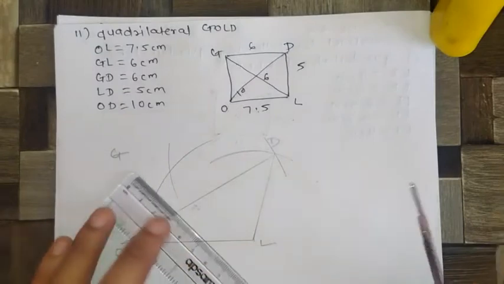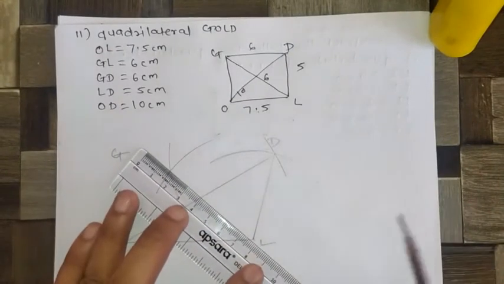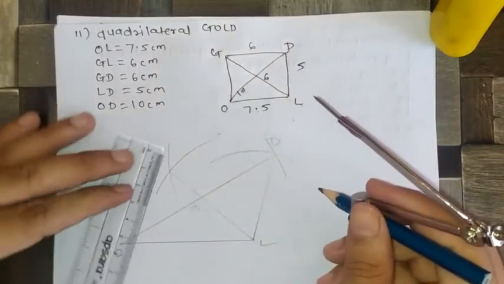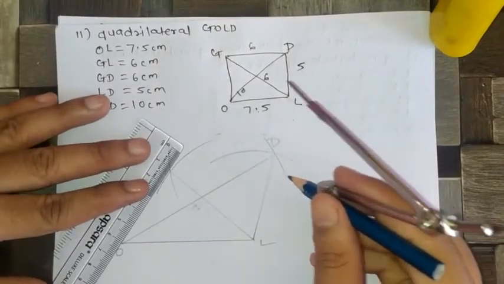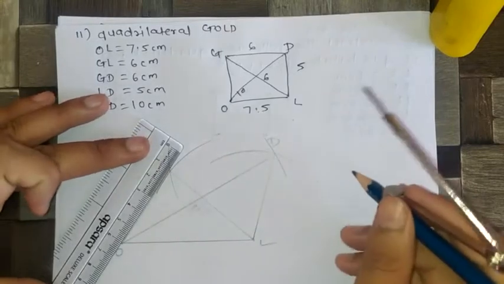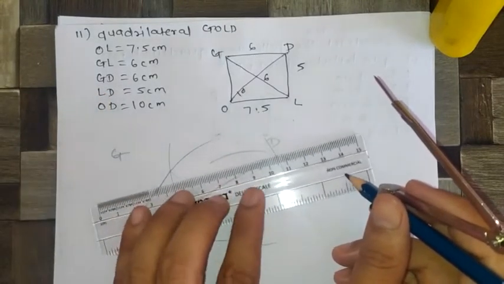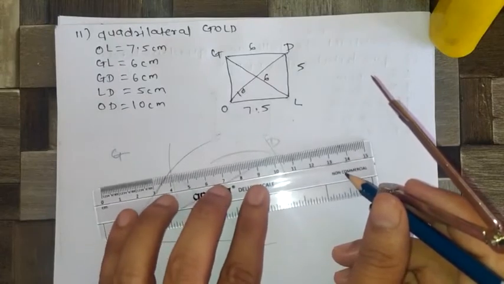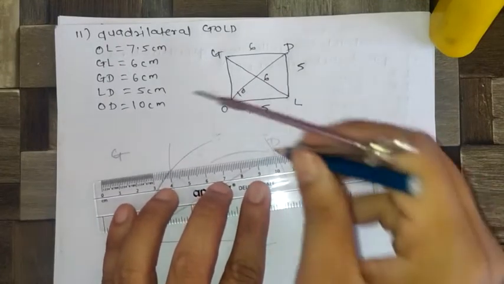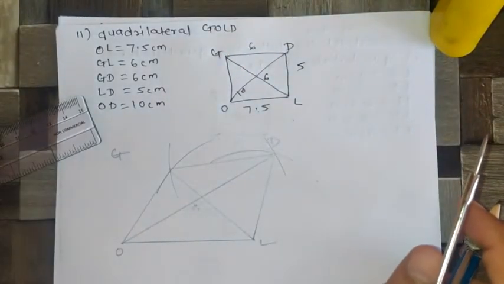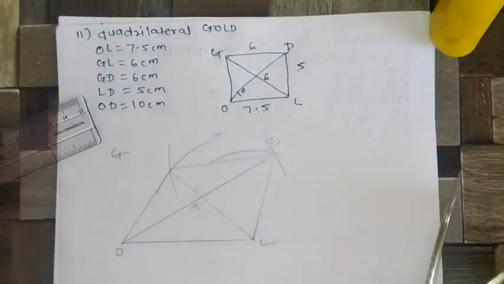So finally here you can join this point, because we got point of intersection. So here the OD wasn't given, but as we got point of intersection, we could join this. So finally here we got the quadrilateral, and now we are going to the third part.